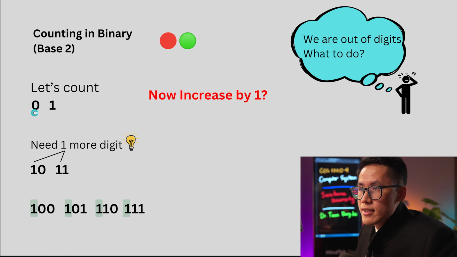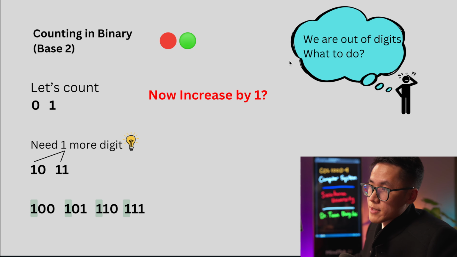So let's count it again. 0 is 0 apple, 1 apple, 2 apple, 3 apple. This is 4 apple. This is 5 apple. This is 6 apple. And this is 7 apple. And this is binary number. This 0, 1, 0, 1, 1, 1, 1, 0, 0, or 1, 1, 1. They are called binary number.